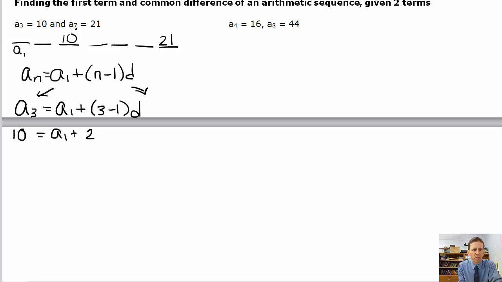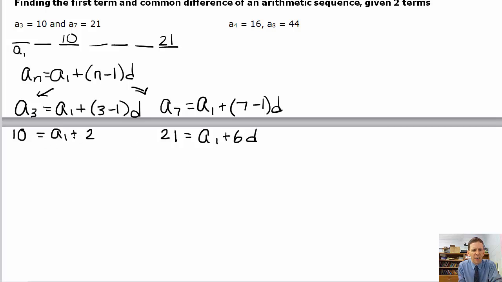Now I'm going to do the same substitution with a sub 7. It says a sub 7 equals 21. I'm first going to plug in 7 for n. So it's going to give me a sub 7 equals a sub 1 plus 7 minus 1 times d. A sub 7 is equal to 21, so I'm going to replace the a sub 7 with a 21. And 7 minus 1 is equal to 6. So now I have two expressions.